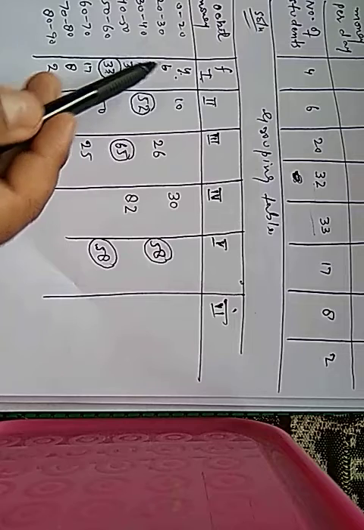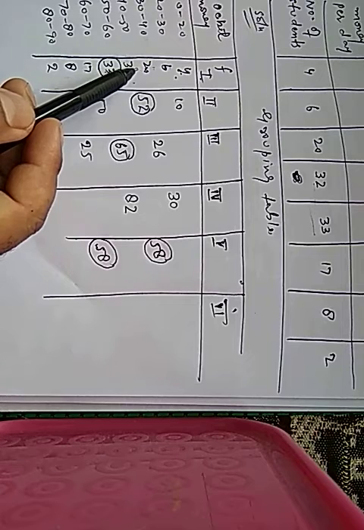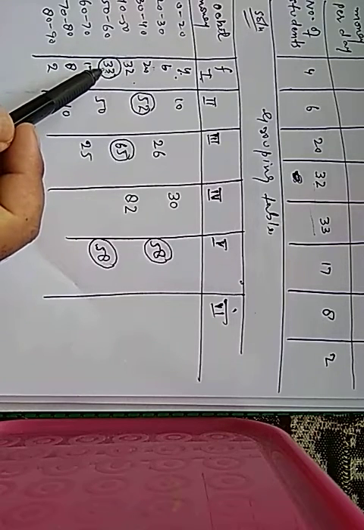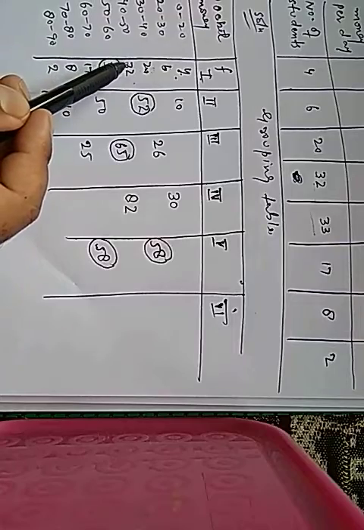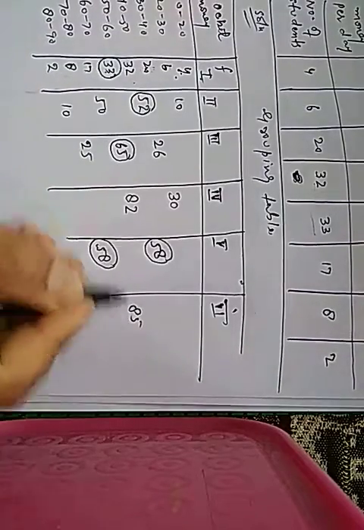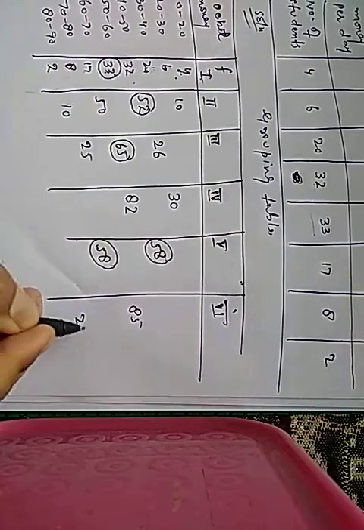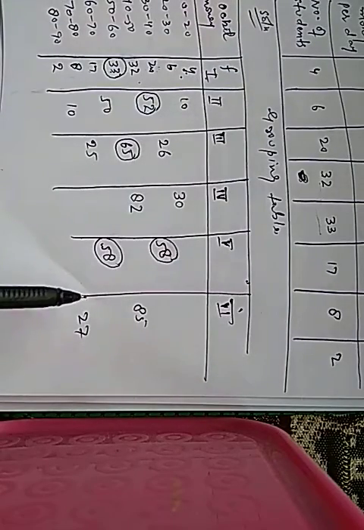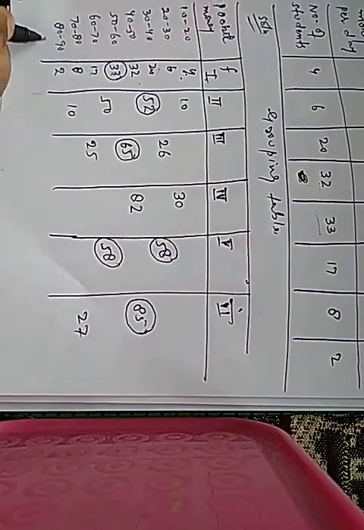Therefore 4 and 6 will not be included, will not be added, and the remaining frequencies in 3s are 20, 32 and 33. We will add 20, 32 and 33. It will be equal to 85. And the remaining 3 frequencies are 17, 8 and 2. It will be equal to 27. Among these two, the highest frequency is 85. उसको हम मार्क या encircle करेंगे.